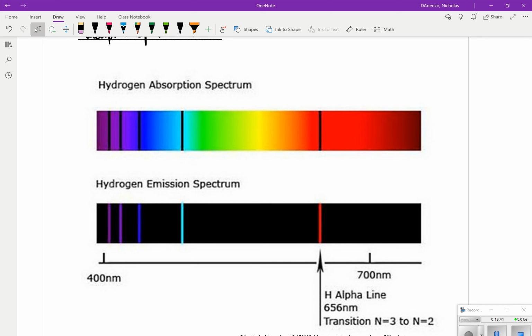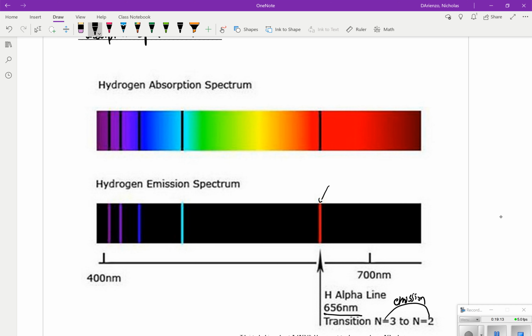So for example, we have two different spectra for hydrogen here. We have a hydrogen alpha line at 656 nanometers, and that's a result of a transition from n equals 3 to n equals 2. Now this would be an emission. As we're going down in energy level, we're emitting a 656 nanometer photon.